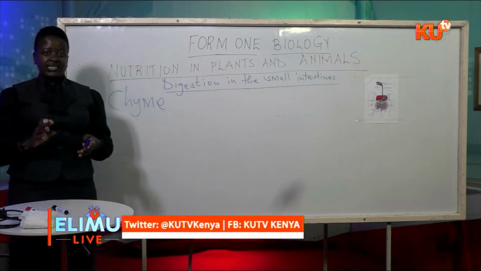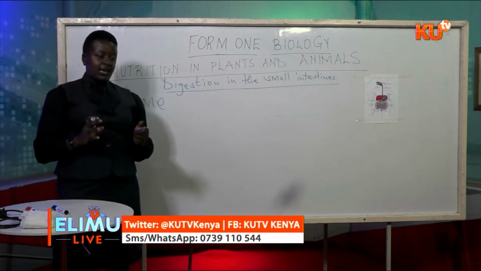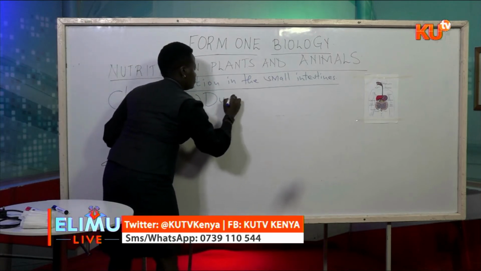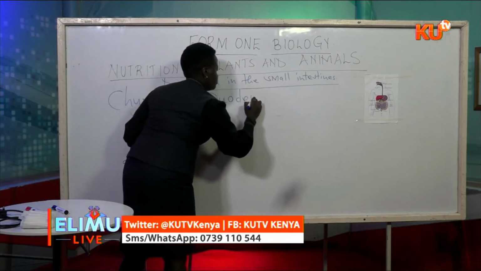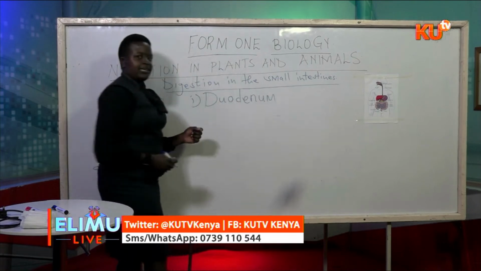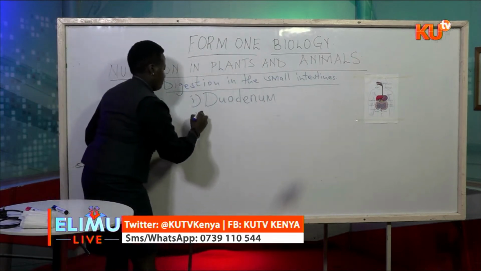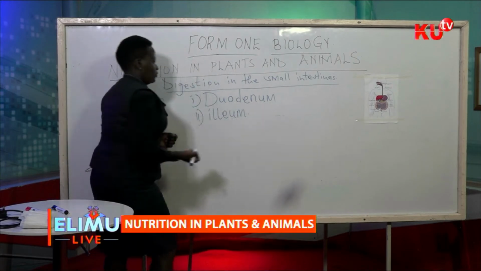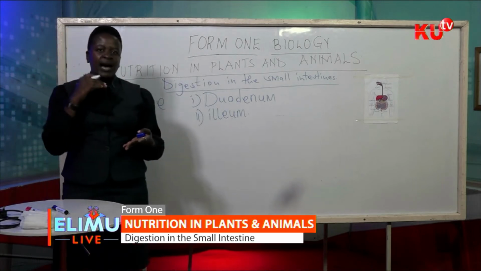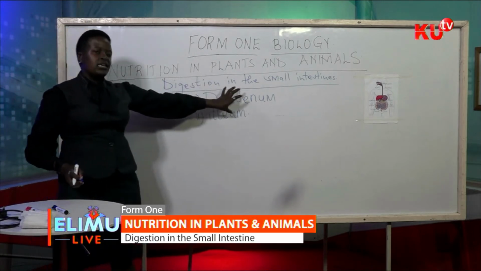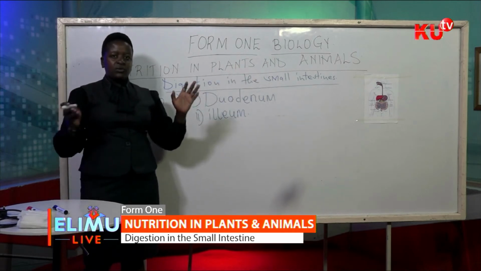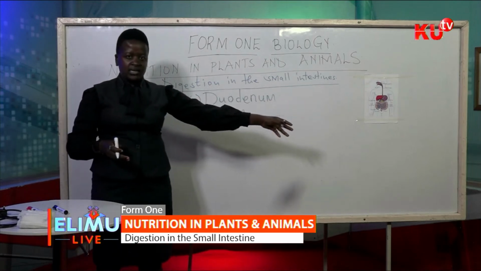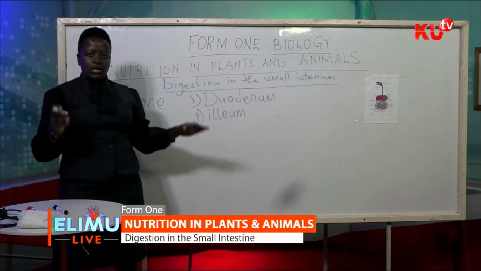The small intestine is divided into two parts. The first part is called the duodenum, and the second part is called the ileum. So the duodenum is usually on the upper side, and the duodenum receives secretions from the liver and the pancreas, while the ileum is on the lower side.